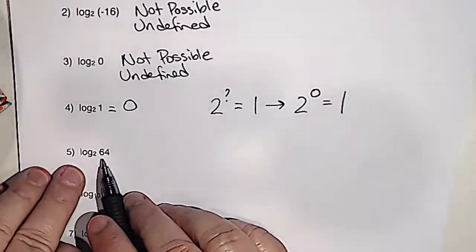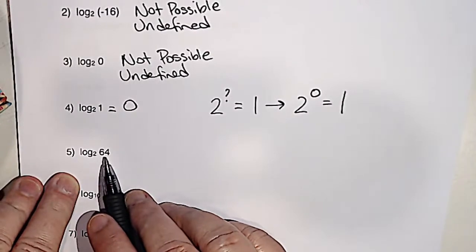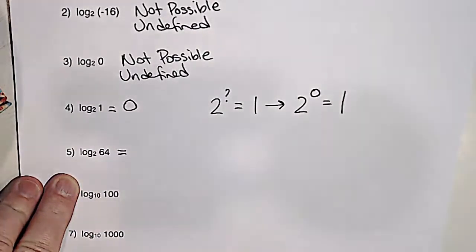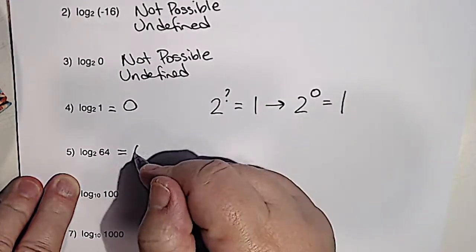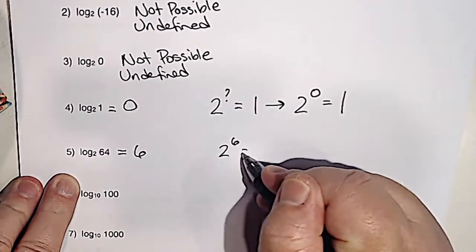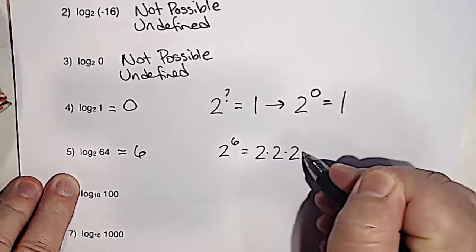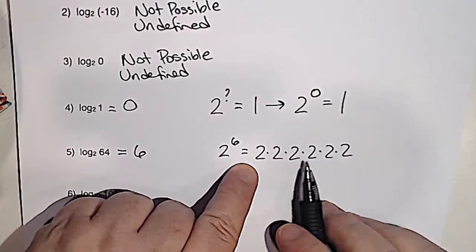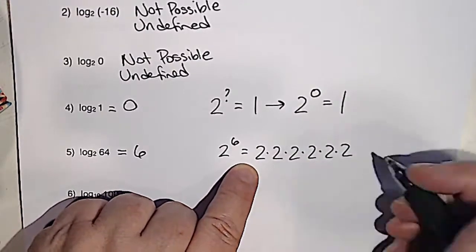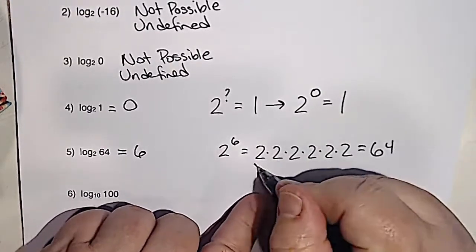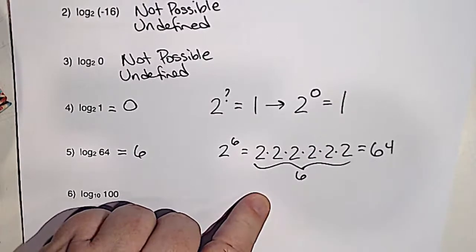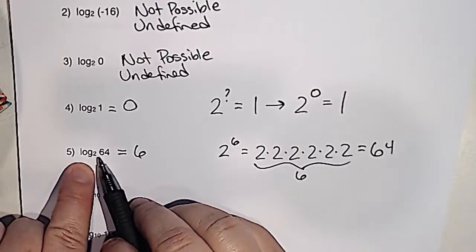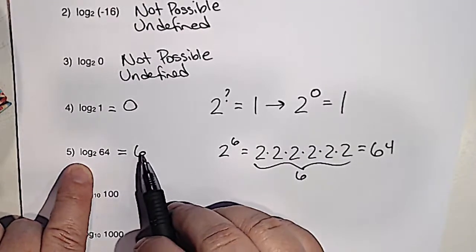How about 64? How many 2's multiplied together give you 64? I think it's 6. 2 to the 6th is 2 times 2 times 2 times 2 times 2 times 2. So let's see. 2, 4, 8, 16, 32, 64. Yes. So there are 6 2's multiplied together that give you 64. So when I say, how many 2's multiplied together give you 64? You would tell me 6.